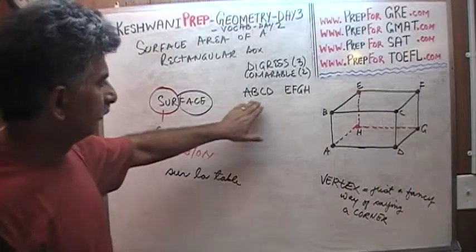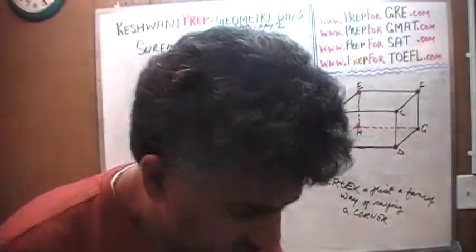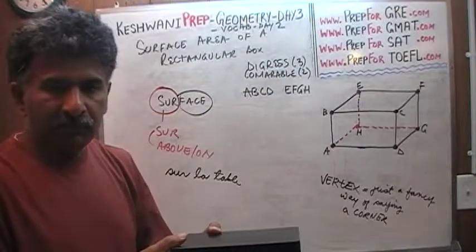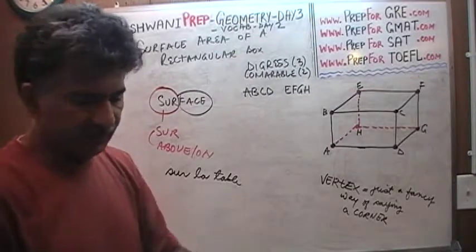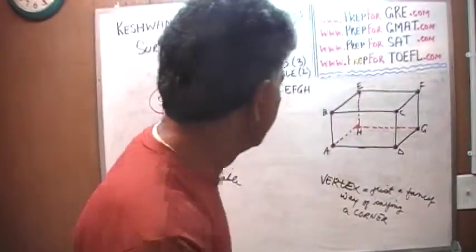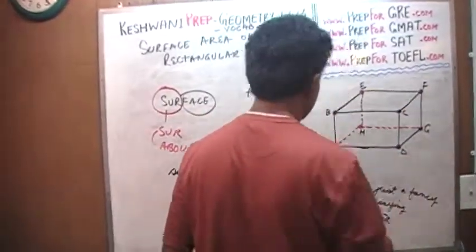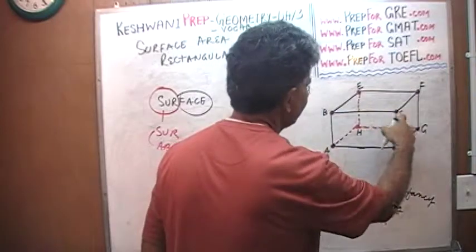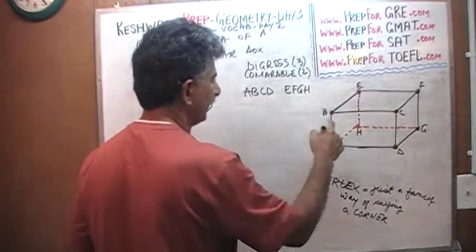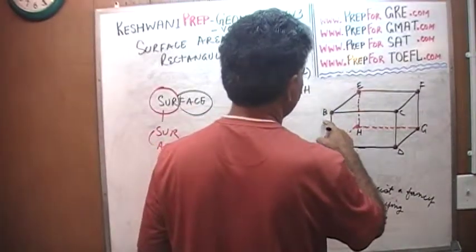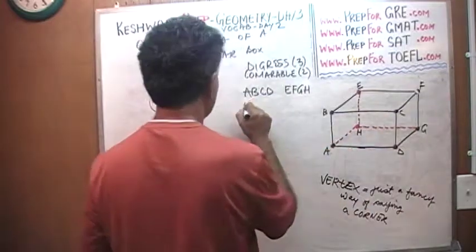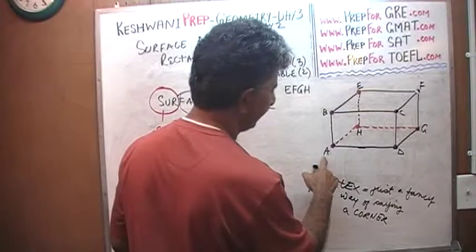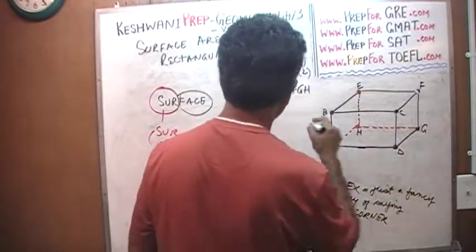We're done with it. So we have A, B, C, D, which is the front face here, and the comparable face in the back would be this part right here, which we're calling E, F, G, H. Let's talk about the one on the top, B, E, F, C. And similarly, we have the bottom, A, H, G, D.